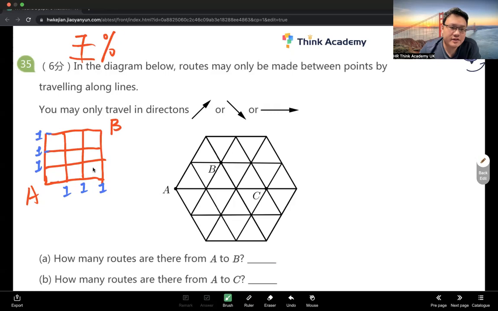So for this one, for this square one, you can only go up or go right, you cannot go back.